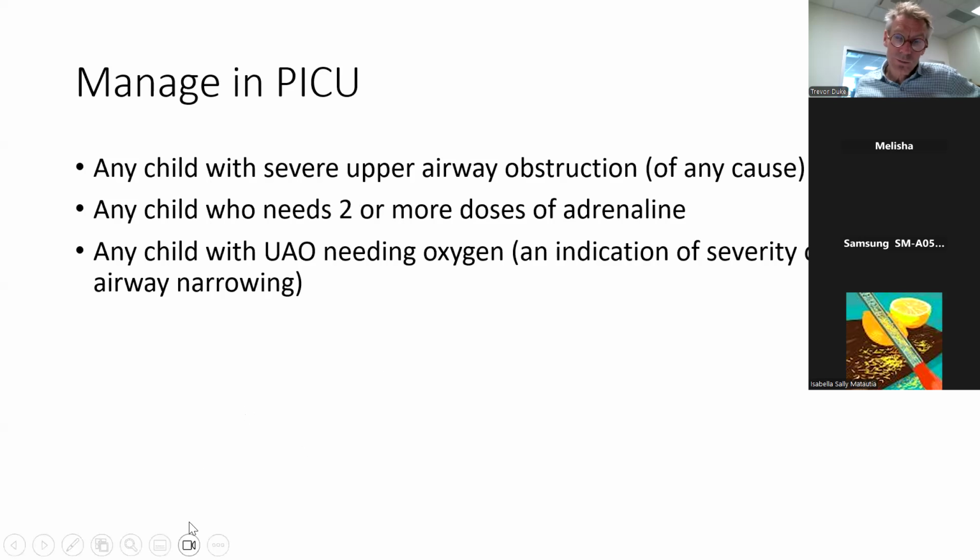So you should manage in the ICU any child with severe upper airway obstruction for any cause, whether a retropharyngeal abscess, quinsy, epiglottitis, or croup.